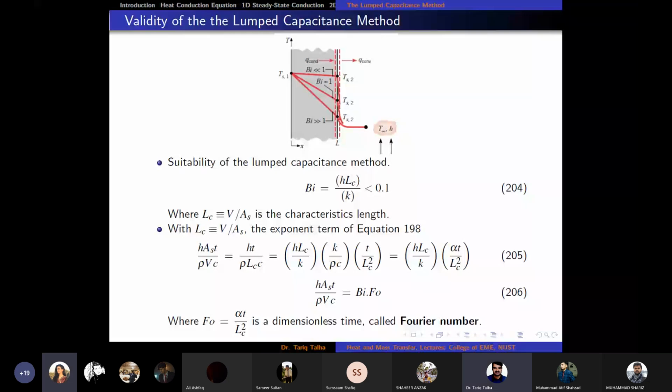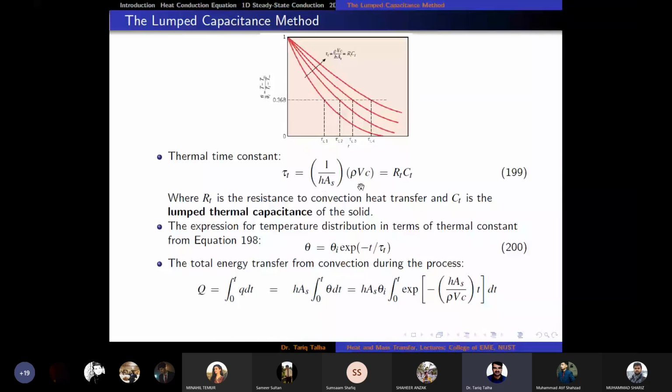Sir, what does capacitance mean, thermal capacitance? It is the ability of a material to store energy. So if you look at this formula, rho into V, that is mass, into C, that is the specific heat. If you remember from your thermo knowledge, what is this Cp or Cv? That is basically the amount of energy needed to raise the temperature of 1 kg by 1 degree centigrade.